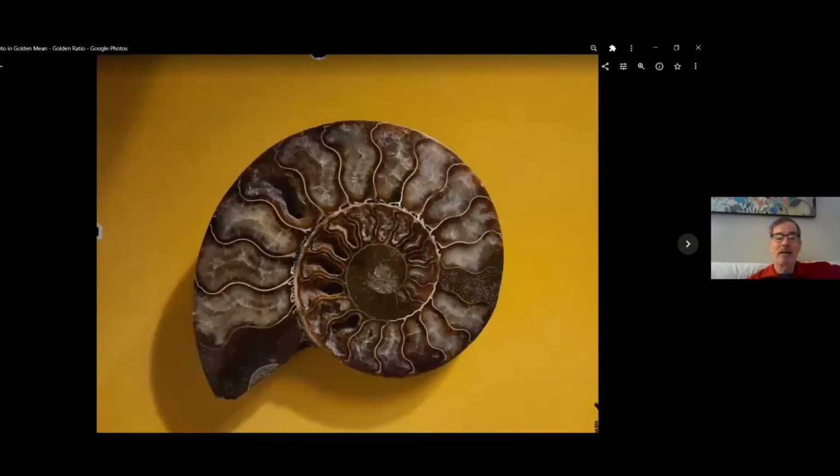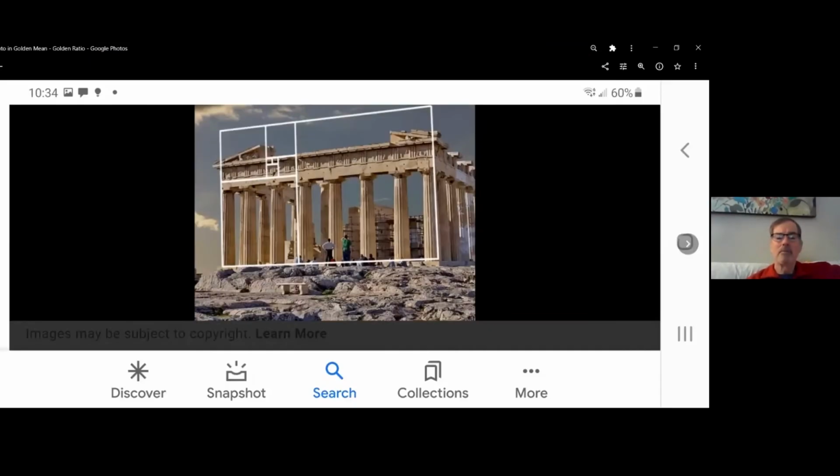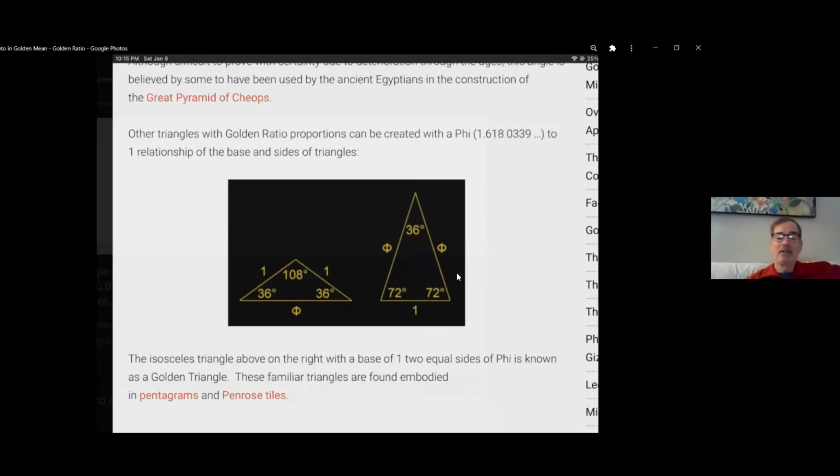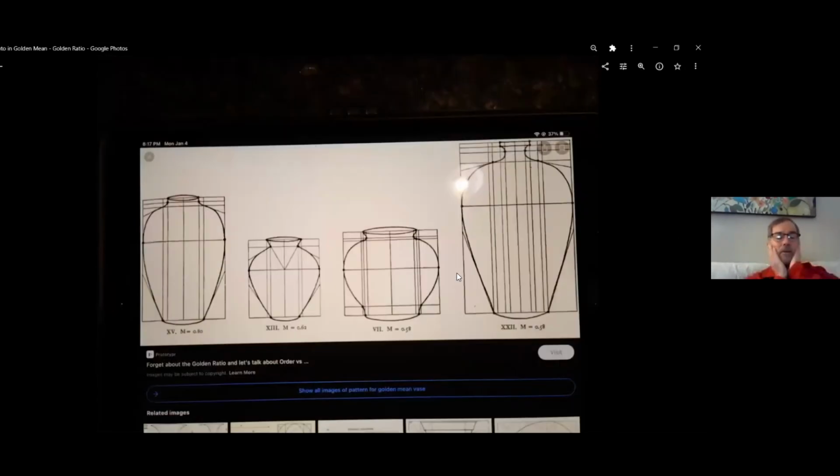Going way back in the Earth's history, the Nautilus, ancient sea life from millions of years ago, has the golden sequence. I'm not going to go into it, but triangles and circles can be tied into this. So we're going to touch on shapes of things that we might get into, and then look at a few items.